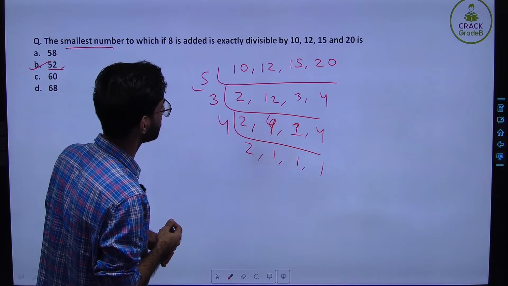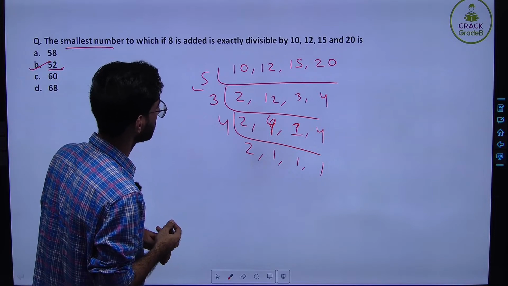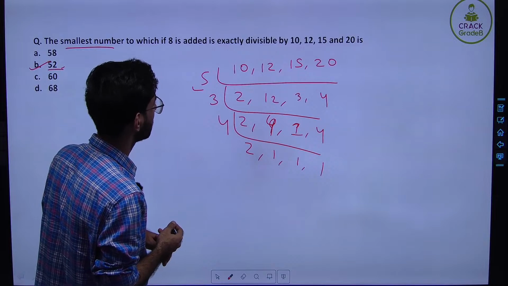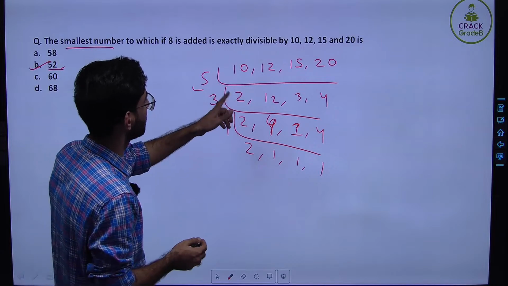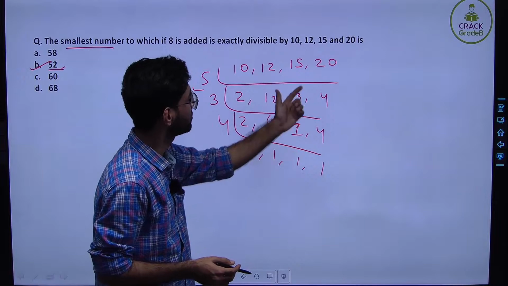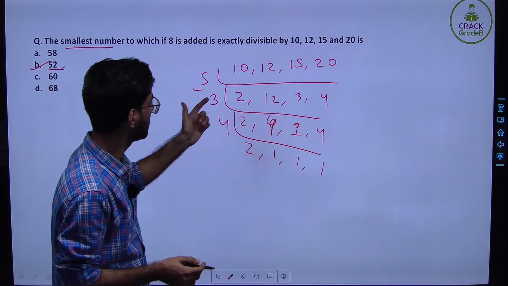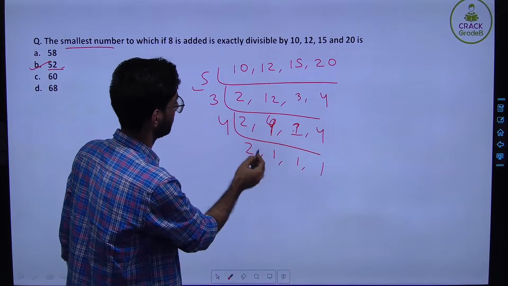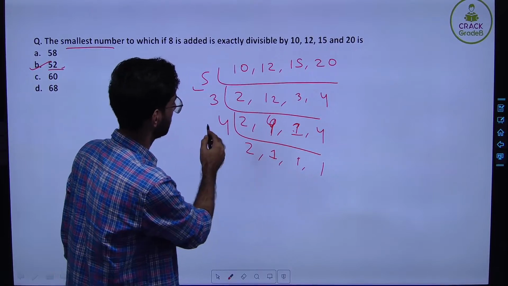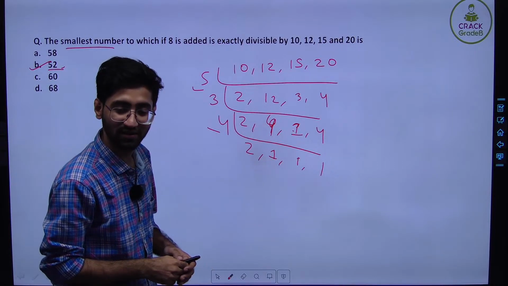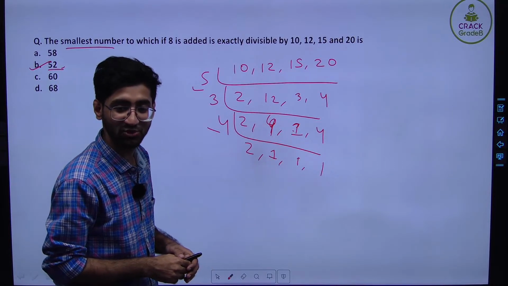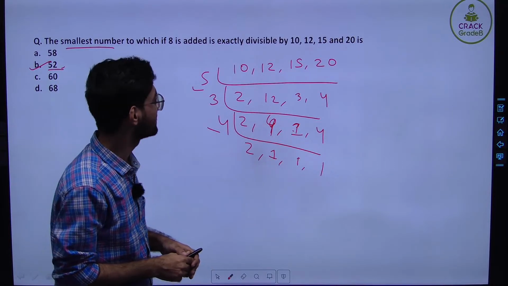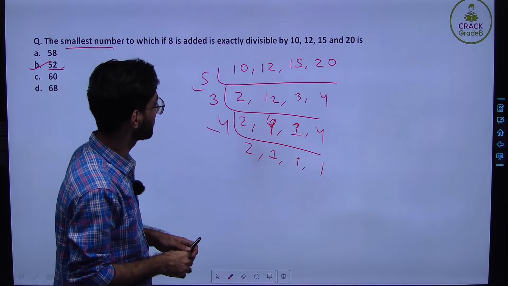3 into 2, 3 into 4. Okay, 4 into 2, 4 into 1. Am I doing something wrong? 5 into 2 is 10. 5 into 3, 15. 5 into 20 is 4. Then 3 into 4, 3 into 1, 4. Then 4 into 1, 1. Where am I going wrong? The LCM should be 60. Right? The LCM should be 60.